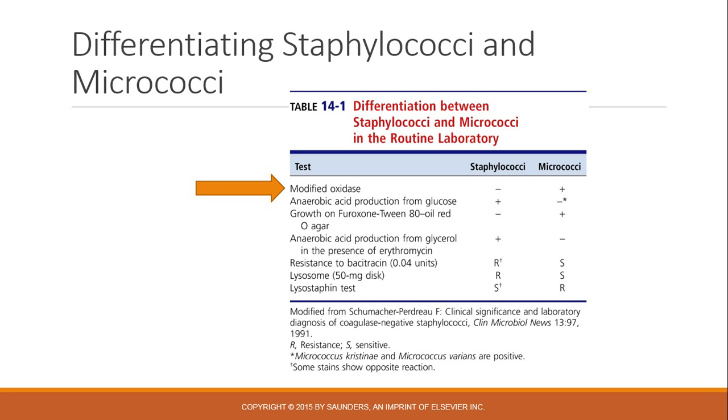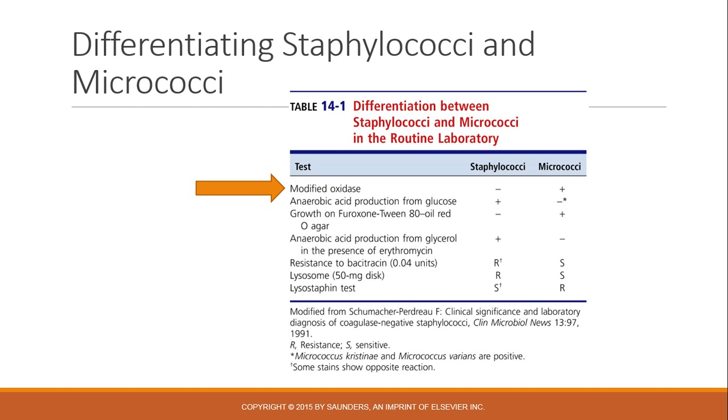This is a chart from your book, and it breaks down the difference between the Staphylococcus genus and the genus of Micrococcus. What I want you to really take from this table is that there are a lot of different ways to tell the difference between the two. The facility where you work, or where you do your clinicals, might use a different test than what we use in our laboratory. For test purposes, for BOC and for our lab, I want you to know the modified oxidase reaction. Micrococcus is modified oxidase positive, and Staphylococcus is negative.